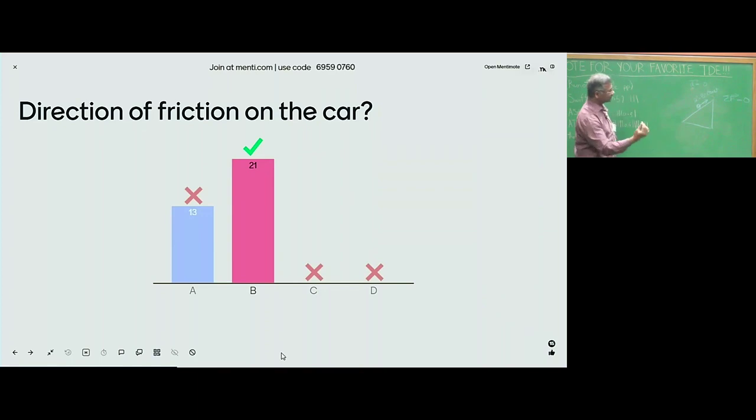Now let us check what are the forces acting on the car. Obviously, there is a gravitational component here, right? mg sin theta. We all teach in high school that mg sin theta is in that direction. So to make the net force 0, there has to be another force in that direction.